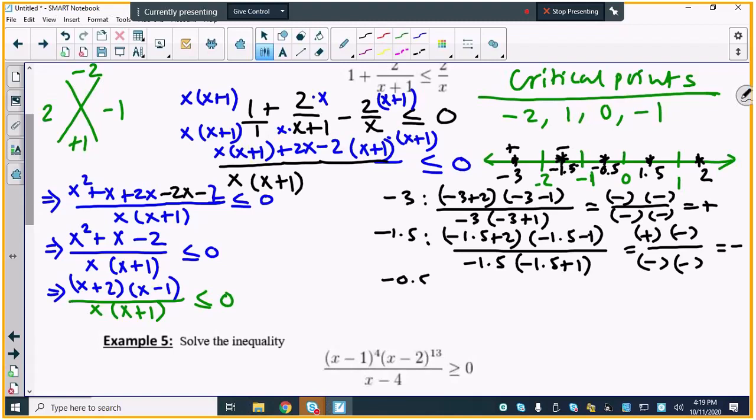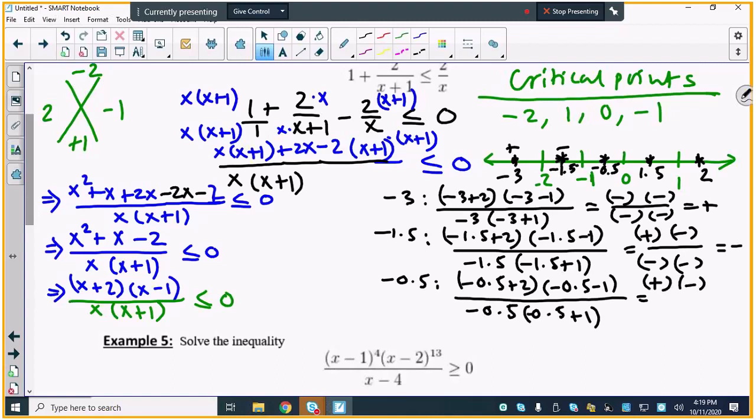Negative 0.5, I will get negative 0.5 plus 2 times negative 0.5 minus 1 over negative 0.5 times negative 0.5 plus 1. So positive, negative over negative, positive. Negative, negative cancels, you get a positive. Next testing is at 1.5, and I should have said 0.5 again because it should be between 0 and 1.